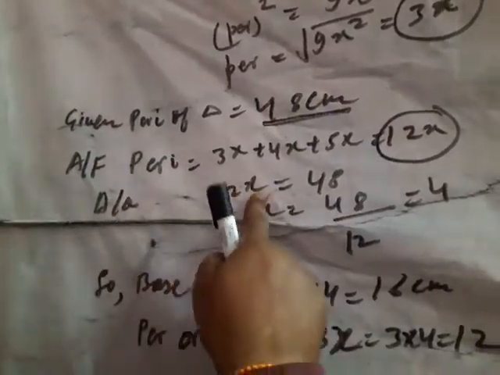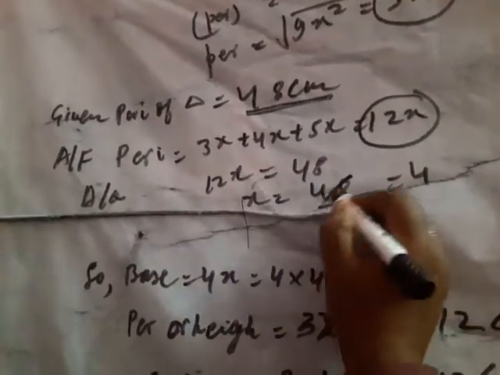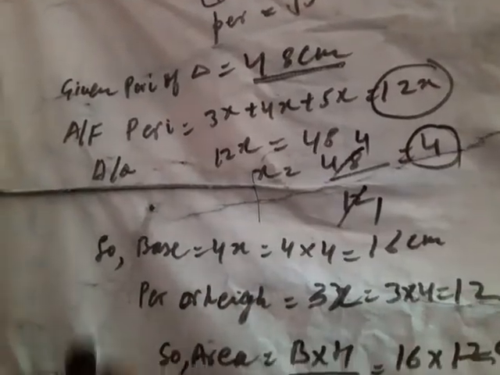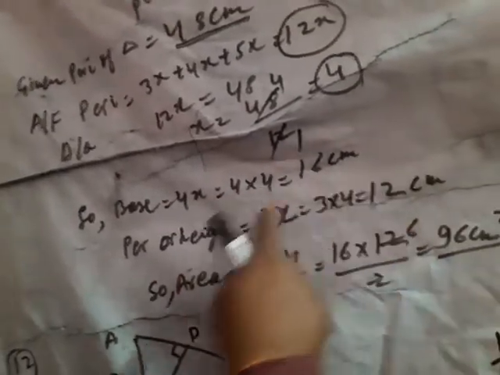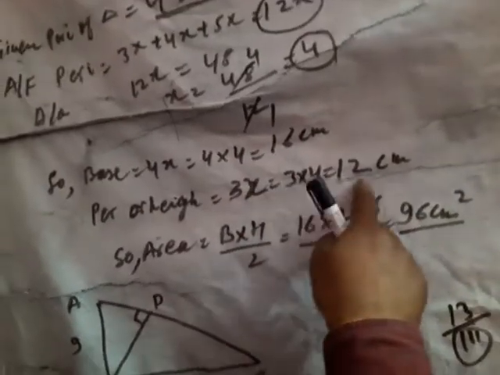According to the question, 12x is equal to 48, so x is equal to 48 upon 12. 12 fours are 48. So the value of x is equal to 4. Now put the value of x in the base. Base is equal to 4x, 4 into 4 is equal to 16. Perpendicular or height is equal to 3x, 3 into 4 is equal to 12.